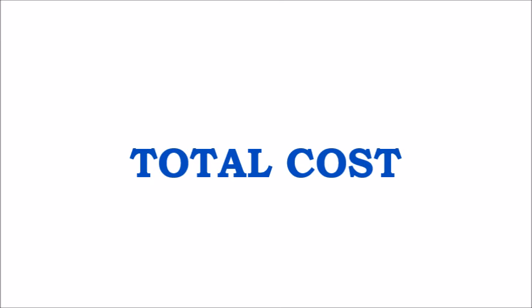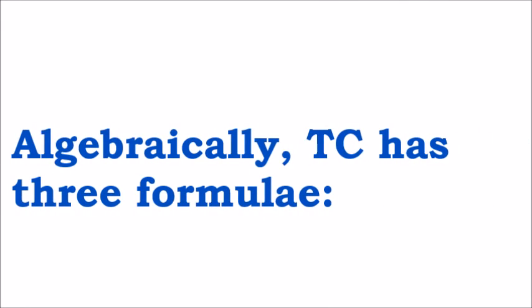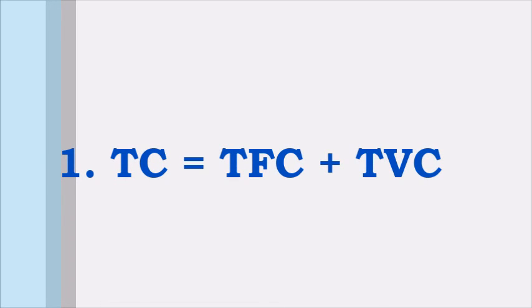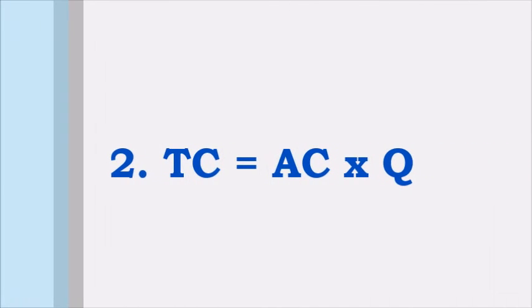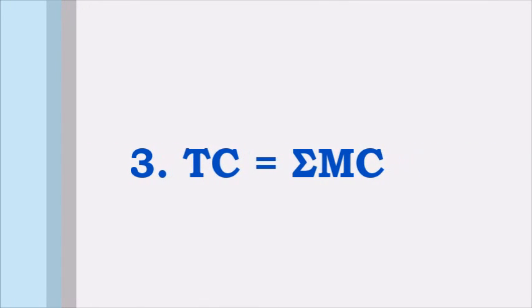Let's come to total cost. Total cost is made up of both total fixed cost and total variable costs. Algebraically, total cost has three formulas. 1. Total cost TC is equal to TFC plus TVC. 2. Total cost is equal to AC times quantity, that's total cost is equal to average cost times quantity. 3. Total cost is equal to the summation of marginal cost, or summation of MC.